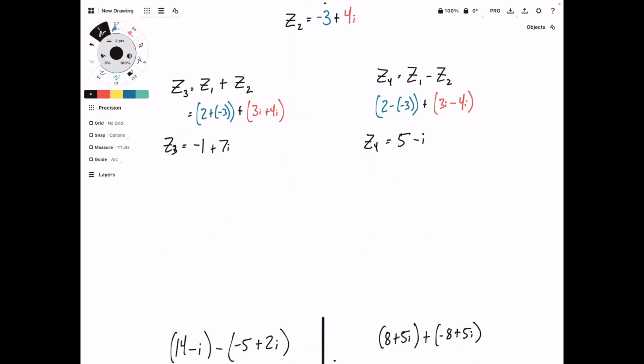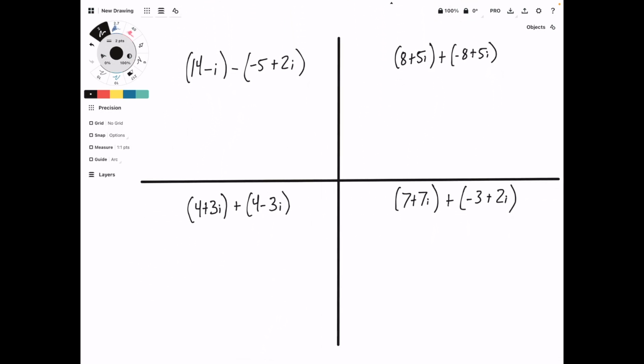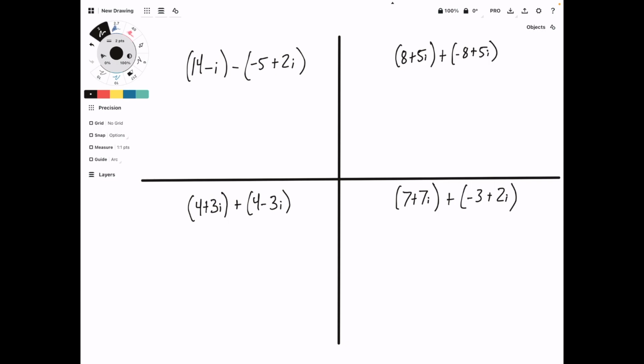So really as simple as that. We're going to run through just a couple other problems here. 14 minus i minus negative 5 plus 2i. So for this one, again, we're going to subtract the real numbers, 14 minus a negative 5, and then we're going to have negative i minus 2i. So this comes out to be 19 plus a negative 3i, and we can just rewrite that as minus 3i.